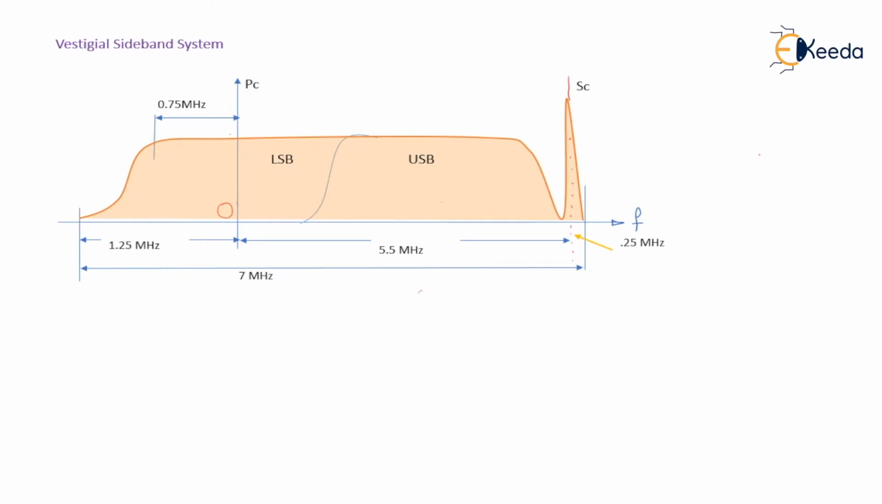Vestigial sideband system. This is a special type of amplitude modulation system which is used for the TV transmission. Here in TV transmission, the sound and the picture both are simultaneously transmitted.